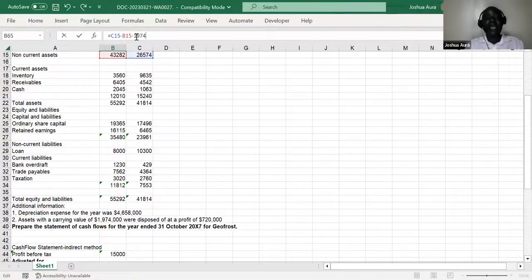All right. And then, ladies and gentlemen, the other thing that I'll be so keen on, I know it's assets that depreciate. So this depreciation expense for the year was 4658. I need to come and capture it here. So I need to say minus 4658. If this was a serious examiner, he should have brought in issues to do with revaluations. If they told me that, for example, the assets were revalued in the year, say upwards by 200, I would have added.